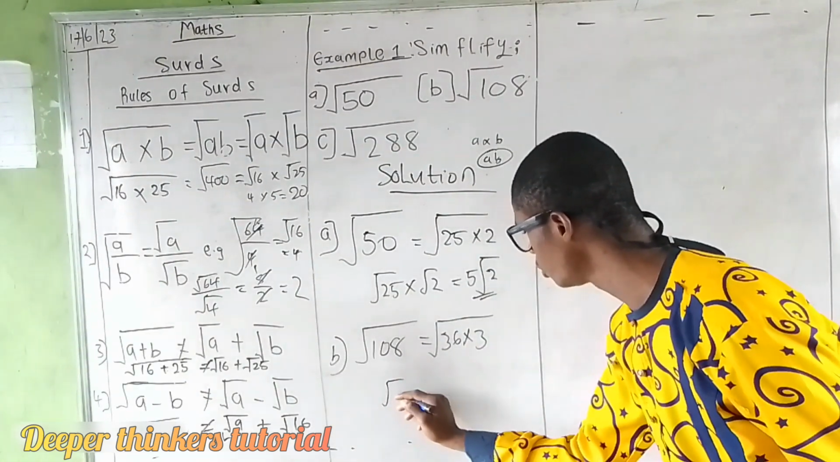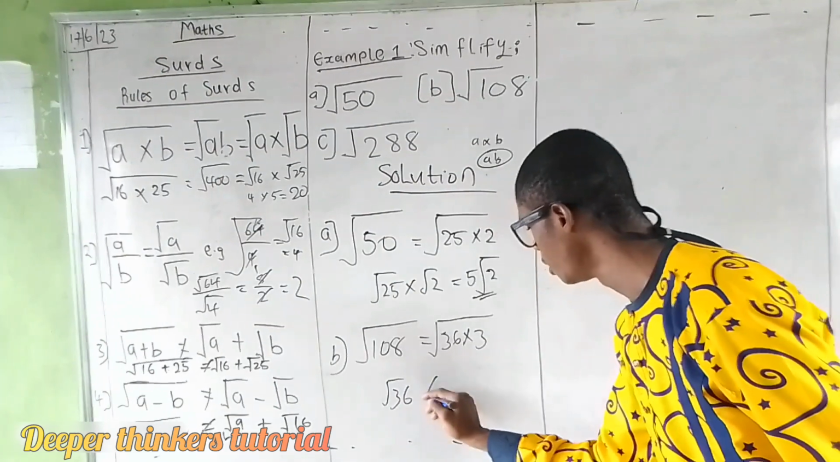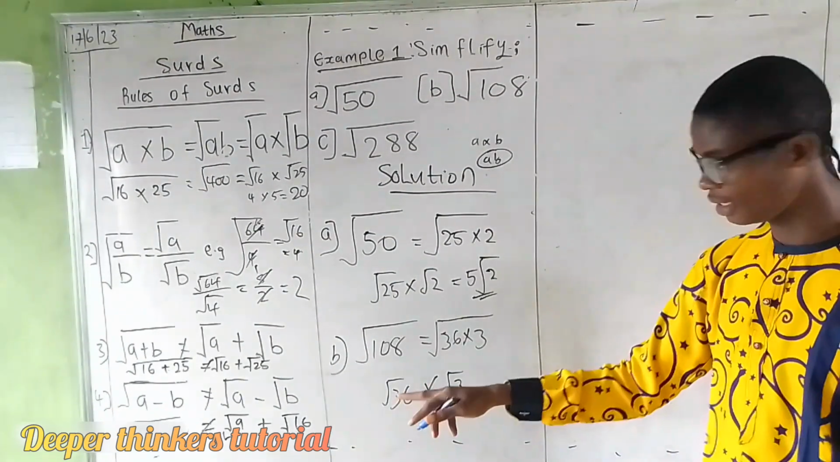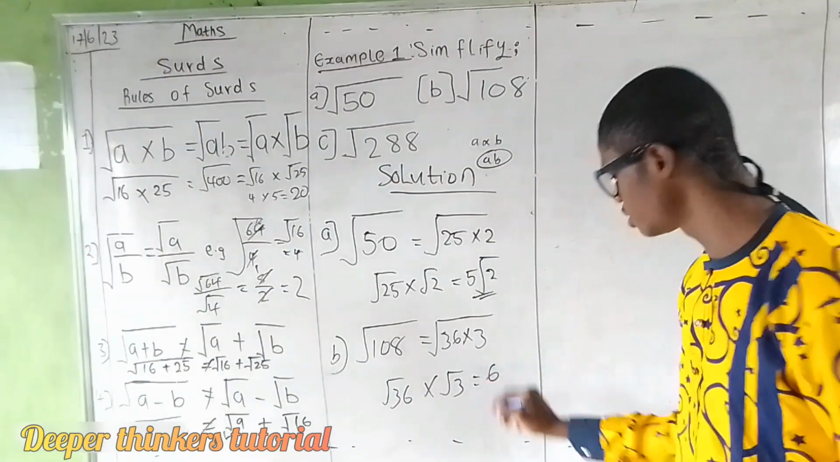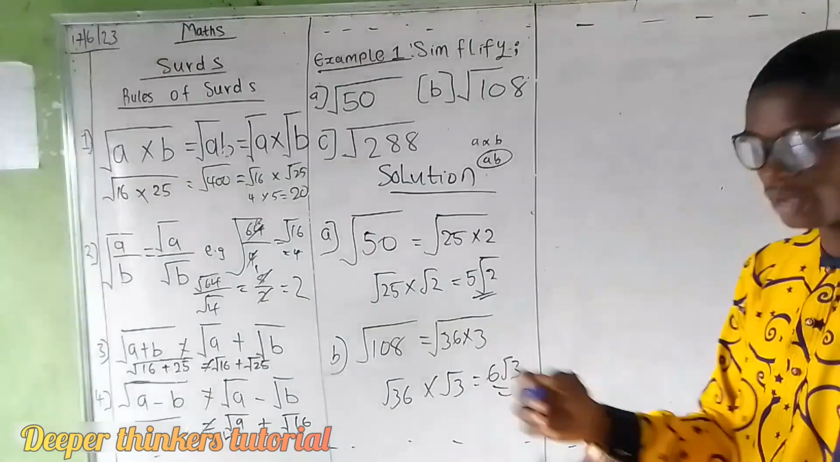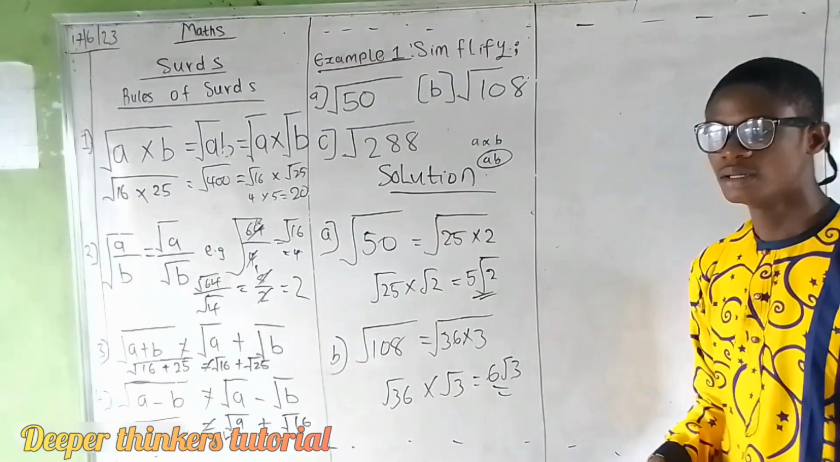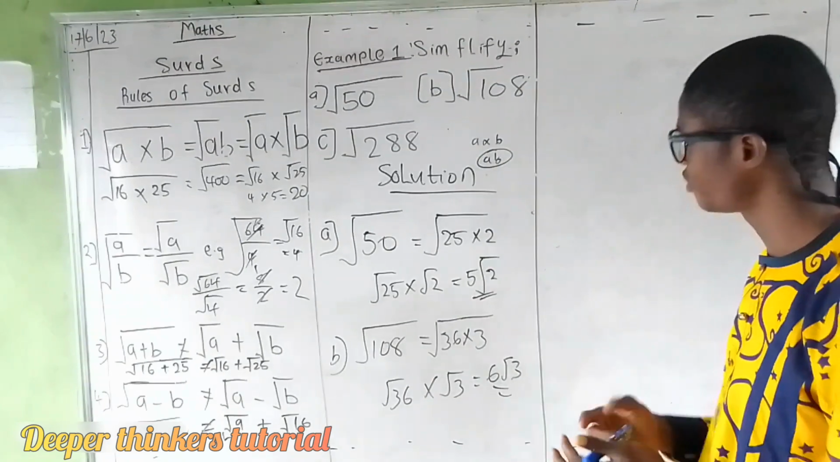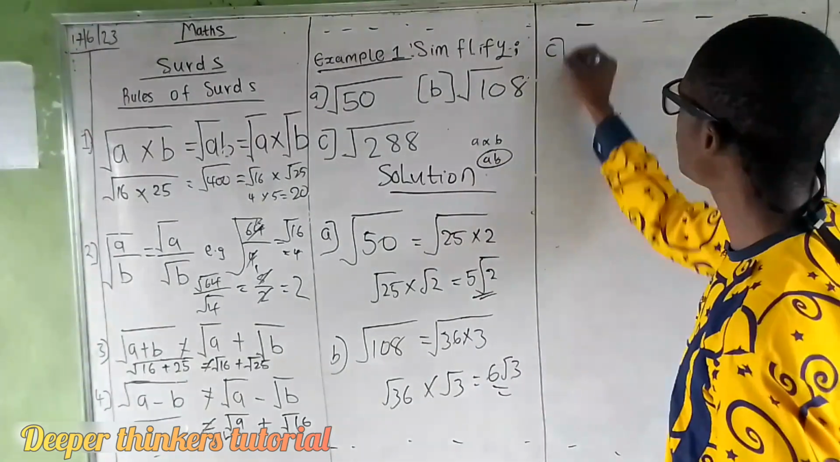So how do we now find the answer? According to the first rule, 36 is the square root, multiplied by root 3. So 36 has a square root, which is 6, multiplied by root 3, because 3 does not have any whole number that is its square root. So that is the final answer. From here, we move on.